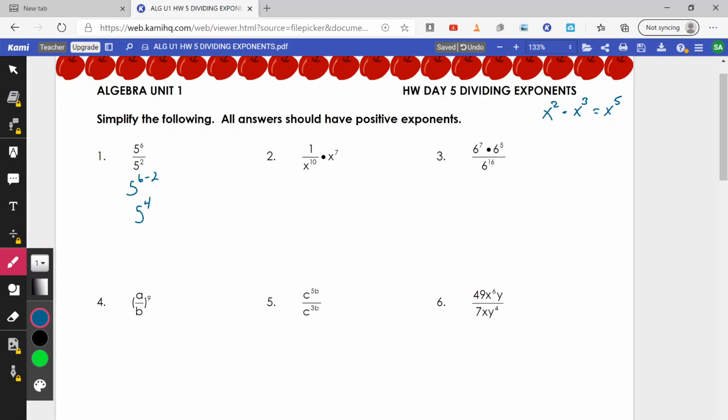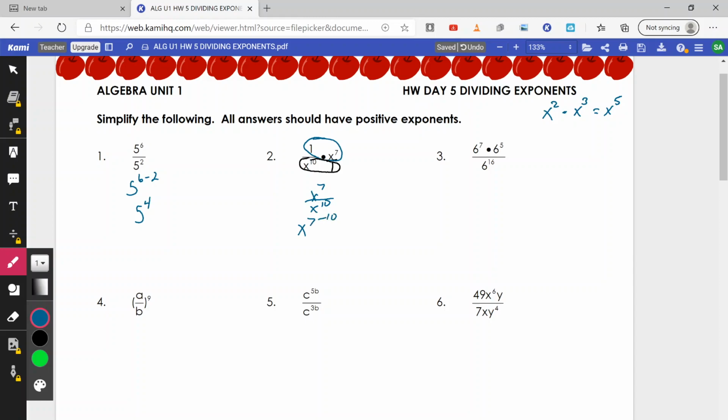We have 1 over x to the 10th times x to the 7th. Now, technically, x to the 7th is over 1. And when it comes to multiplying with fractions, we go straight across. So top times top, bottom times bottom. So 1 times x to the 7th going across the top means we have x to the 7th. And then if I go across the bottom, x to the 10th times 1 means on the bottom we have x to the 10th.